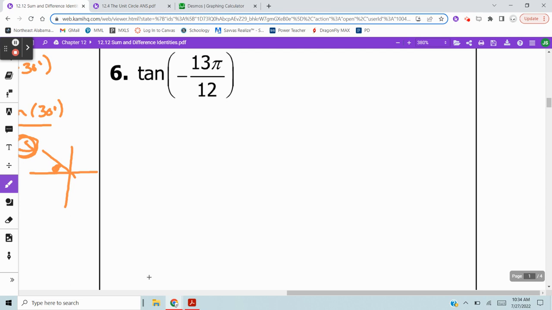Next one, tangent of negative 13 pi over 12. Again, pi over 12 would be 15 degrees, so that'd be the tangent of negative. We got to multiply 13 times 15, and that gives us 195 degrees. And the way they work it in the examples, if you ever look back, they leave the negative, and I just really don't like doing that.